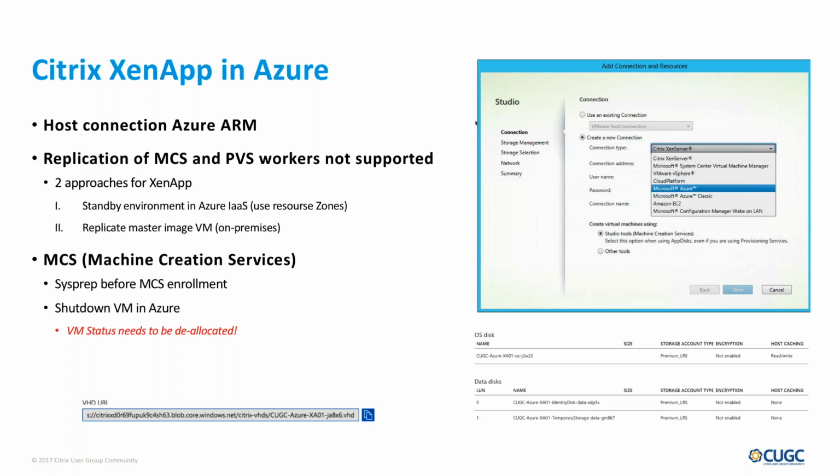As I said, the replicated master image in Microsoft Azure needs to be selected when configuring the actual machine catalog, on the VHD URI that can be found in the left corner. So this is useful information when you watch the initial configuration demo later on.